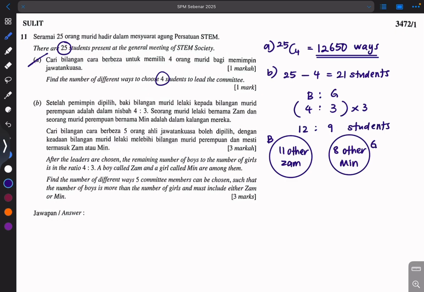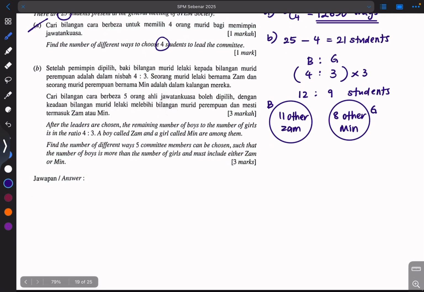Okay, we need to make a committee of 5 members. And we need to include either Zam or Min. Okay, so 5 members. Let's say we have 3 boys and 2 girls. Okay, because the number of boys must be more than number of girls. And then another scenario, we can say 4 boys and 1 girl. These are 2 possibilities. Can we have 5 boys? Yes, we can.